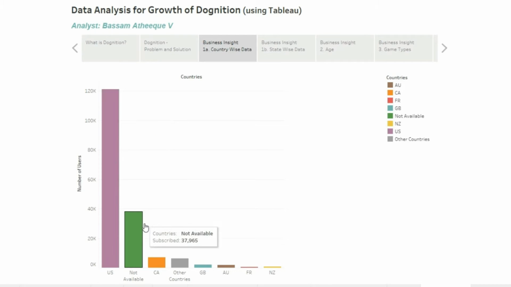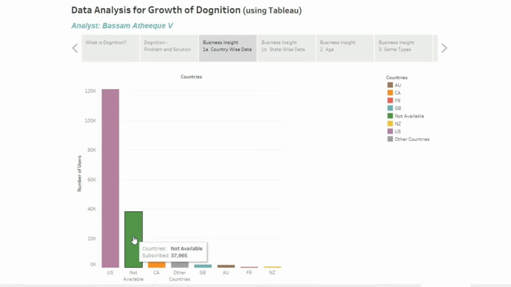Moving forward, the second highest number of users, unfortunately we have no data available for that. We'll get back to that. Moving forward, it is Canada with around 7,000, and then it is the other countries. We can ignore that because it's a combination of many countries, followed by Great Britain, Australia, France and New Zealand. Coming back to this data not available, this is a cause of concern because for almost 37,965 users, we do not have data about which state or country they belong to. So we are missing out on very important data.